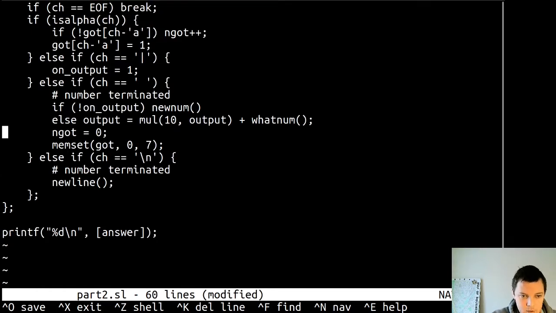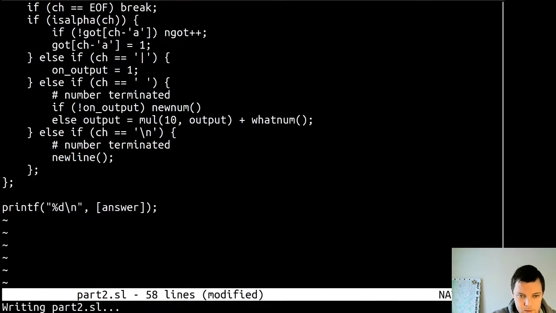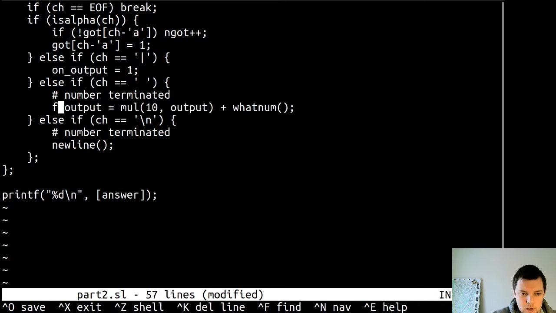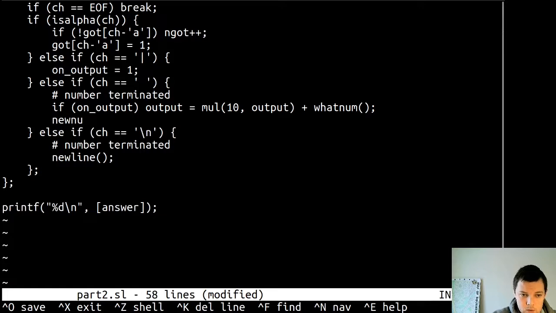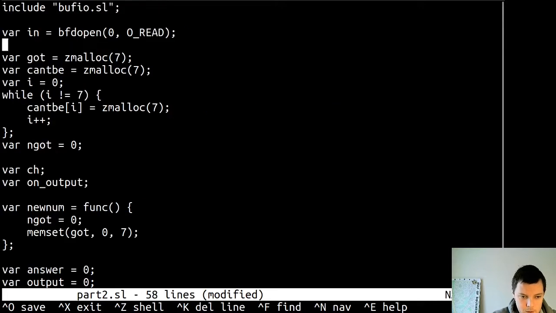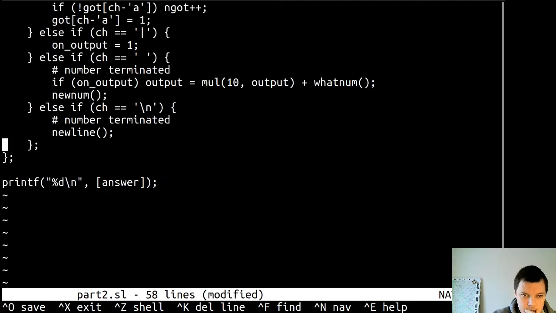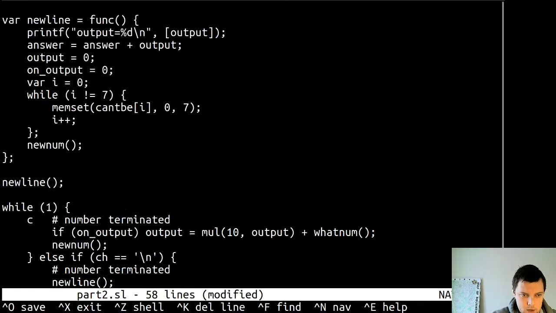Number terminated, so we already do this stuff in new num. We want to go new num regardless. New num doesn't do any harm. New num does what we want. So, do I just need to implement what num? Then it'll work.